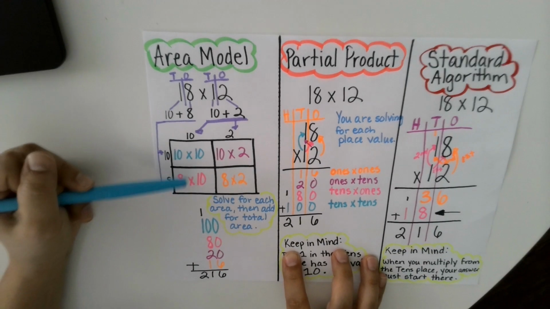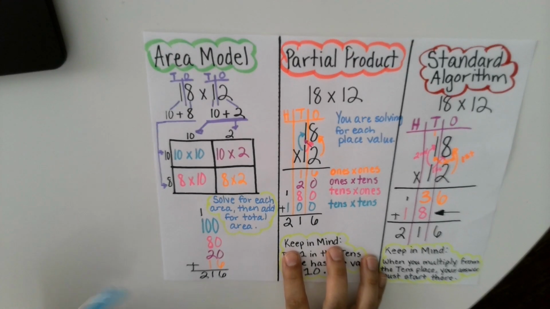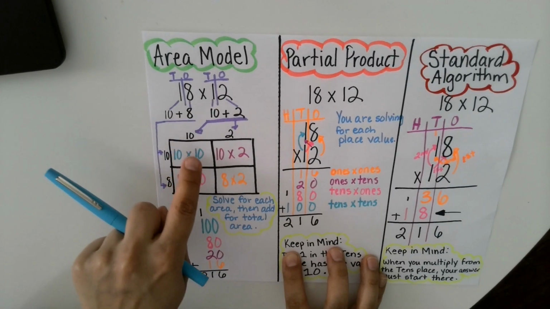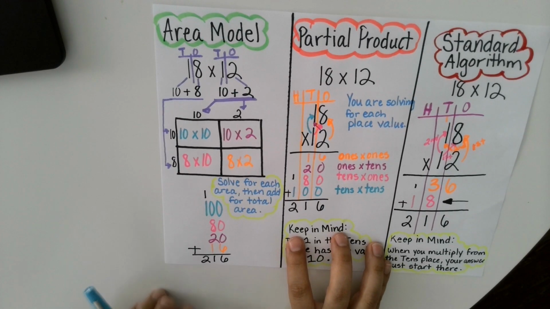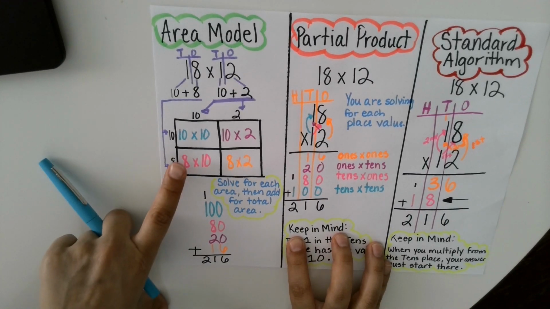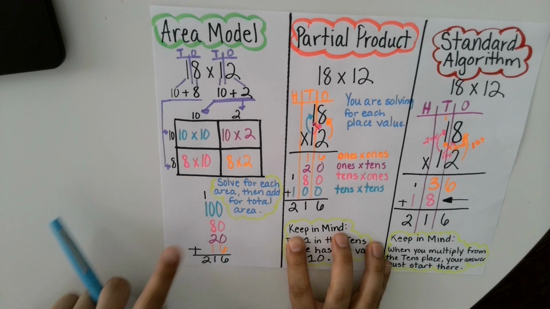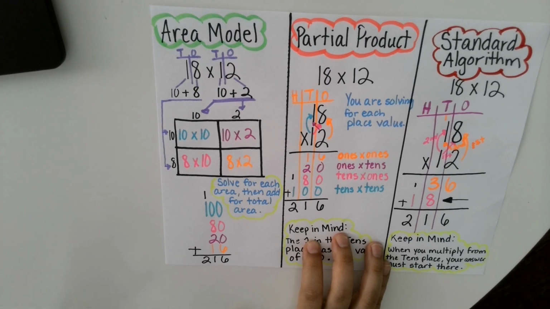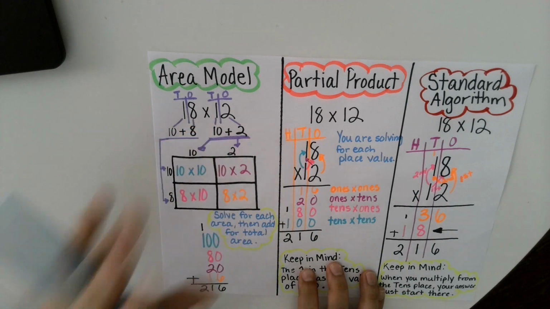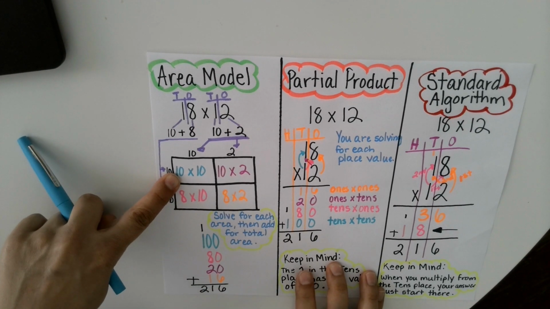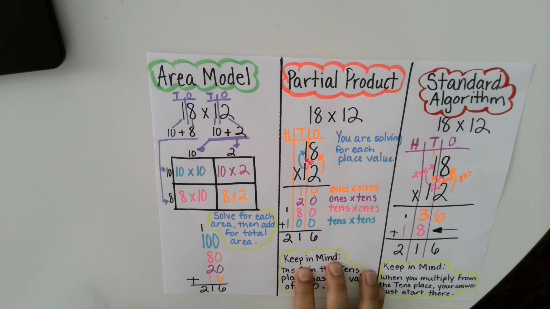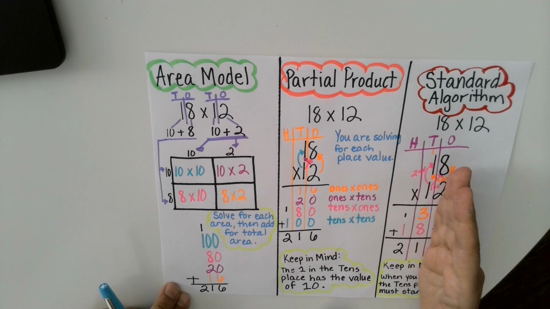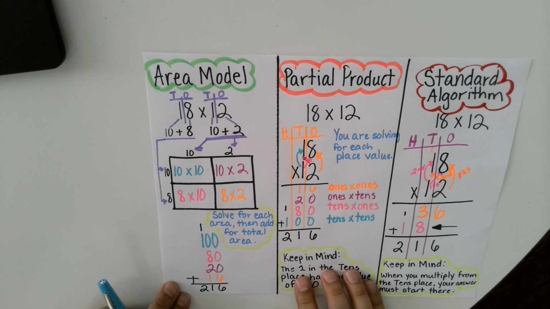Once you solve each one, you need to add them together because our end goal is to solve for the total area, not the individual areas. So if you look down here, where we solve for each individual square, our total is 216. Starting with area model is great because it is so much easier to do these simple numbers together than it is moving straight to standard algorithm. That's why we like to teach this one first.